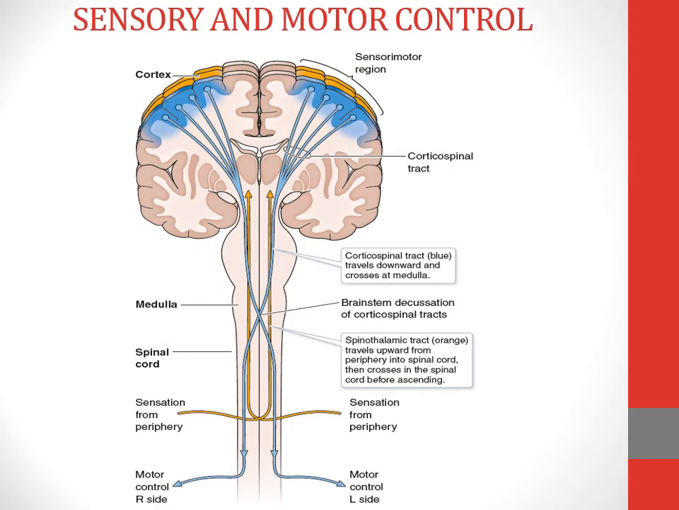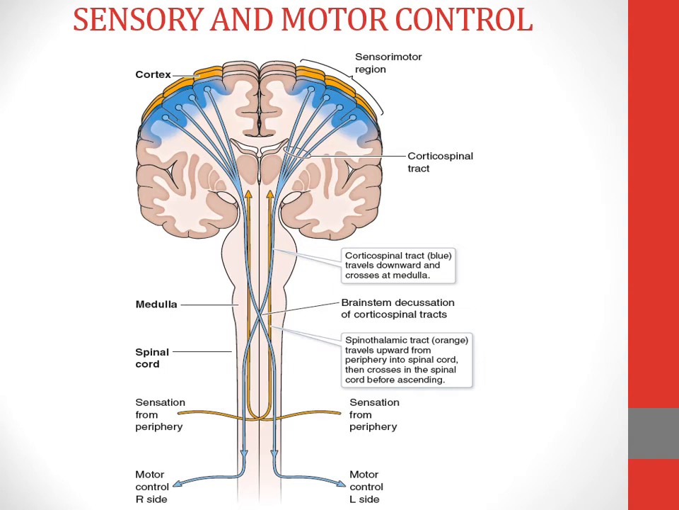Okay, so let's look in a general sense at the corticospinal tract, which is the motor tract from the brain. And remember, that comes from the frontal cortex, right? And then the sensory part, that will come from the periphery back up to the brain with the spinothalamic tract.